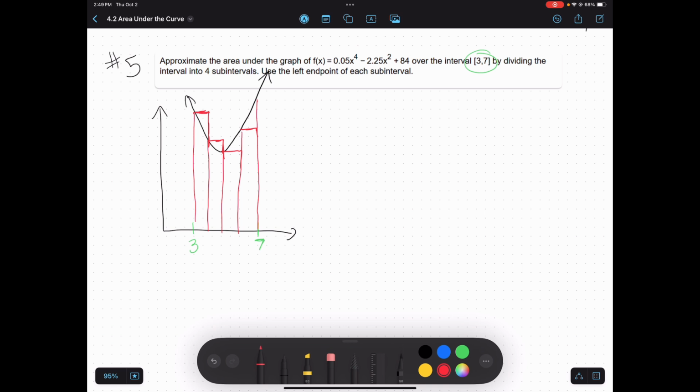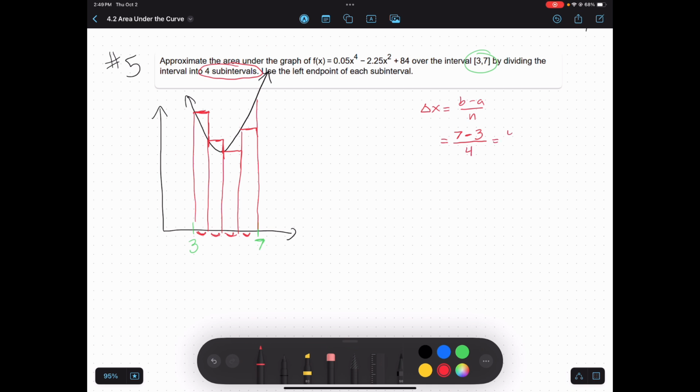Well, first off, it might be good to know, hey, what's the width of each of these rectangles? And to do that, I can just use my delta x formula. My delta x formula is b minus a over n. Well, in our case, what's b and a? B and a represent the interval, where b is the end of the interval and a is the start of the interval. So 7 minus 3 divided by what's n? N is the number of rectangles, or the number of subintervals. So in our case, that's 4.